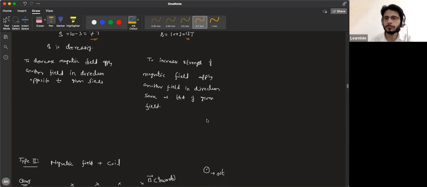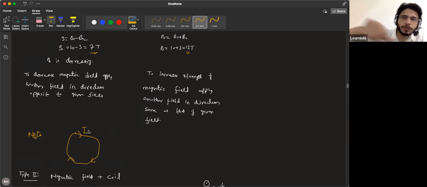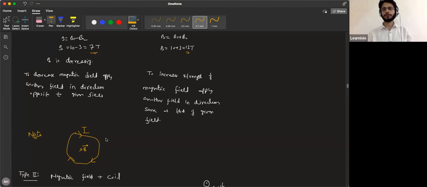So this is the right-hand thumb rule, modified. If this is a coil and this is the current, you will curl your fingers along the sense of current. If the current is clockwise, you will curl your fingers clockwise. The thumb will give the direction of magnetic field. So the fingers are clockwise, the thumb is going inwards. That means the direction of magnetic field is inwards. This is how you apply the right-hand thumb rule, right?